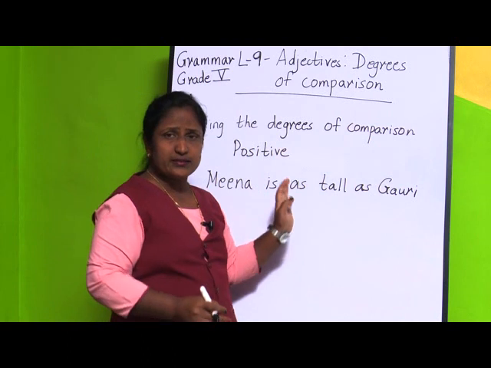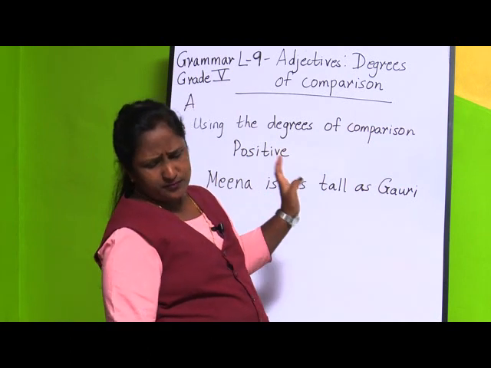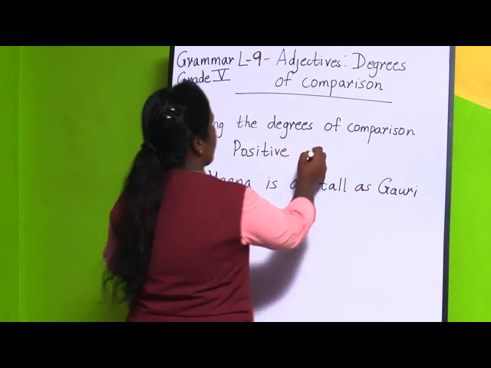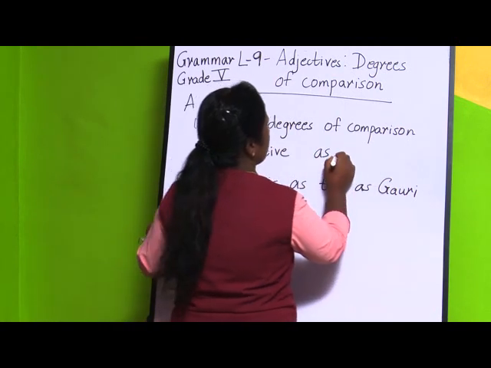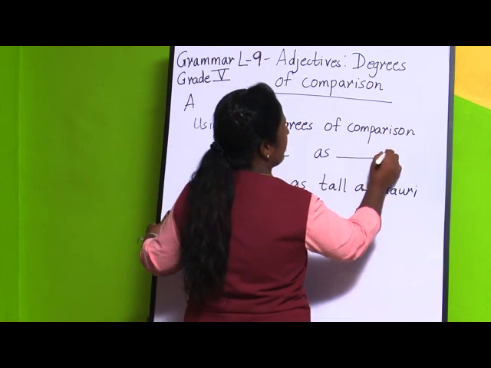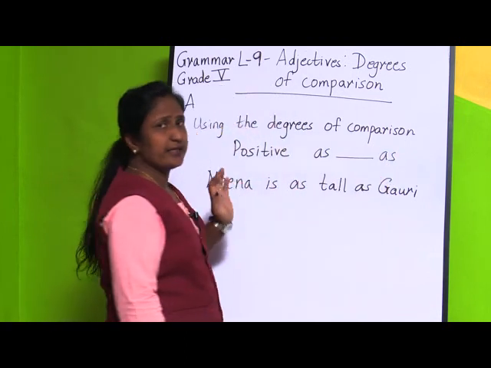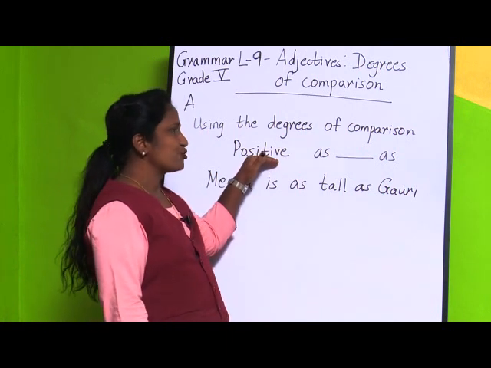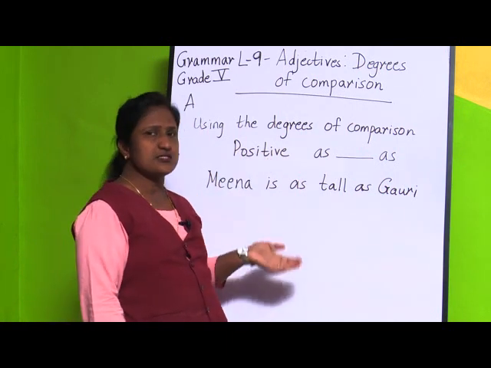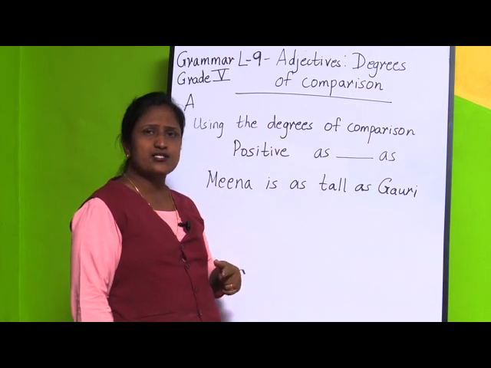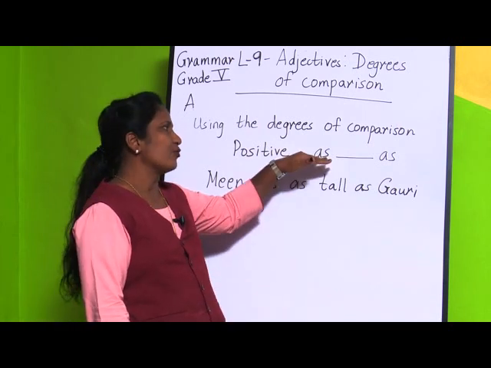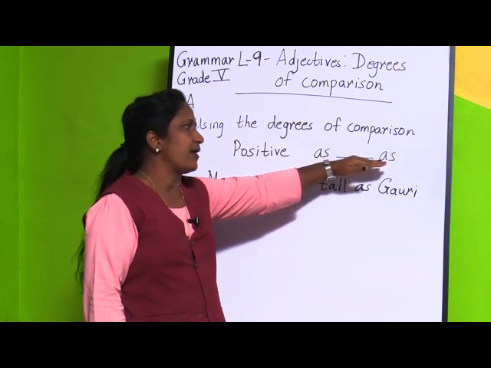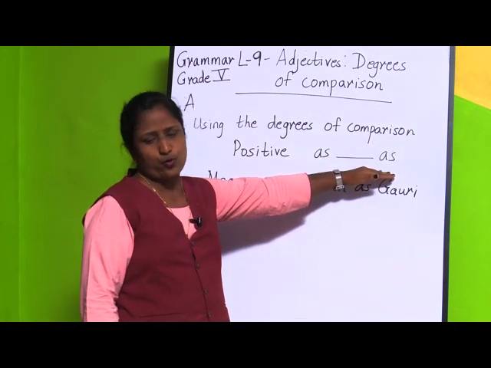Okay. So, this was the case about positive degree, and for suggesting this we are going to use as, adjective, and again as, to show the equality of two persons or two things. If you want to show the equality of two persons or two things in case of positive degree, we are going to write it this way: as, an adjective, and then again as. So, I hope you have understood.